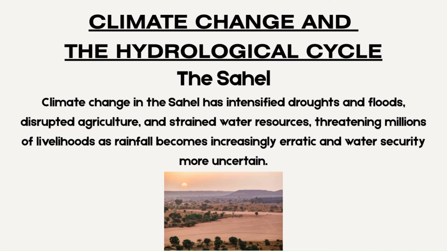In some years, the rains fail entirely, leading to crop failures, water shortages, and increased food insecurity. Conversely, when intense rainfall does occur, it can lead to flash floods, causing damage to infrastructure and displacing communities. The increasing unpredictability of the region's water cycle is threatening the livelihoods of millions. Climate models suggest that these trends will likely continue, which makes water security in the Sahel even more uncertain in the future.